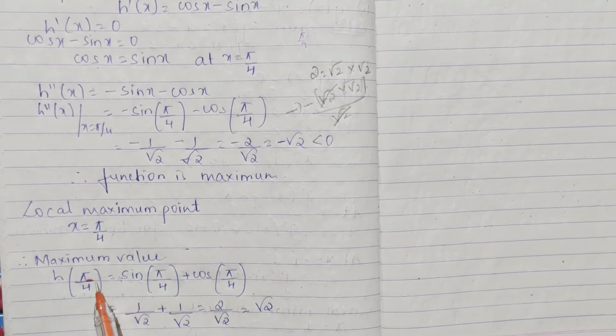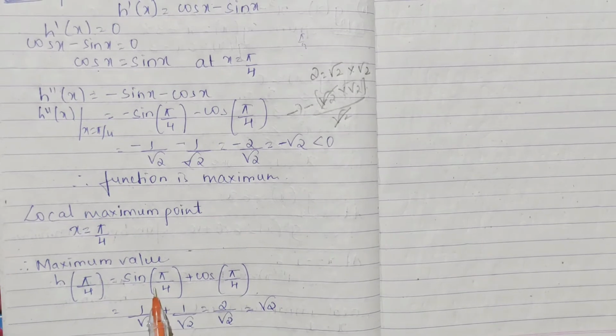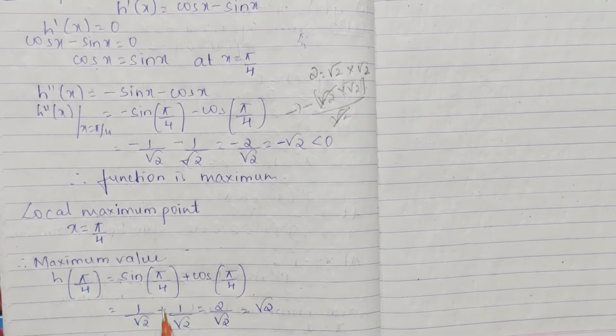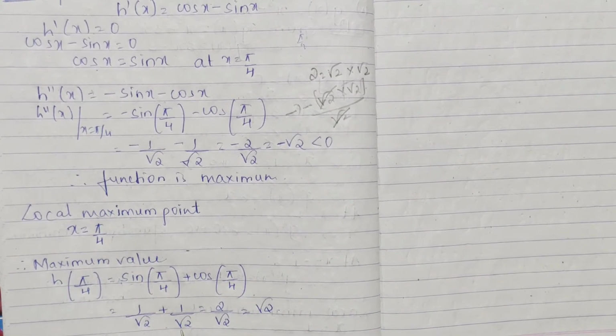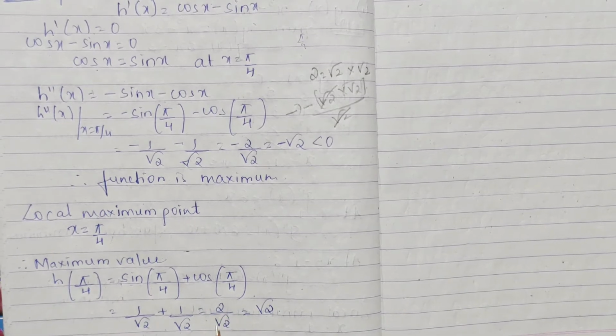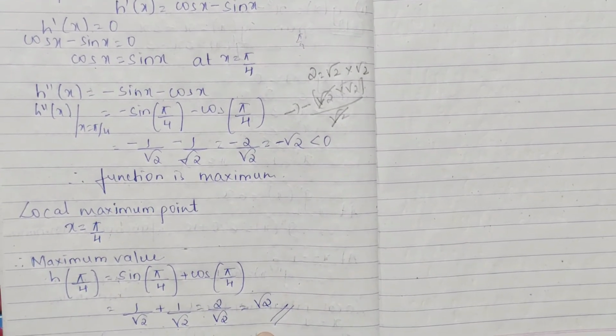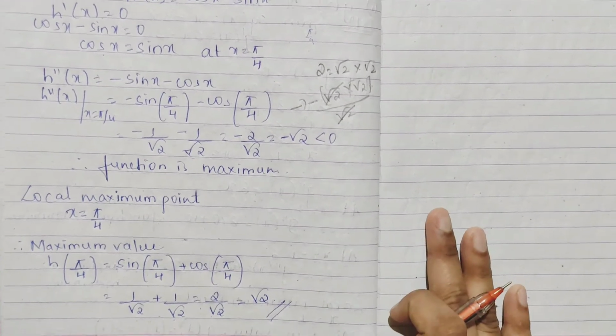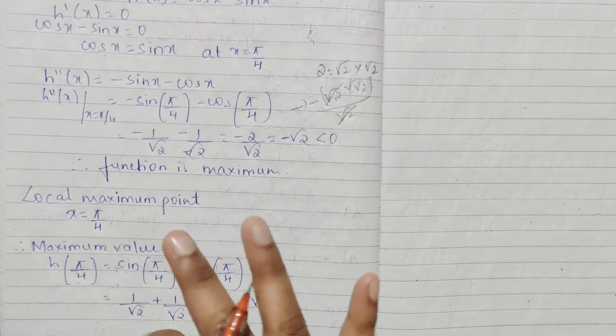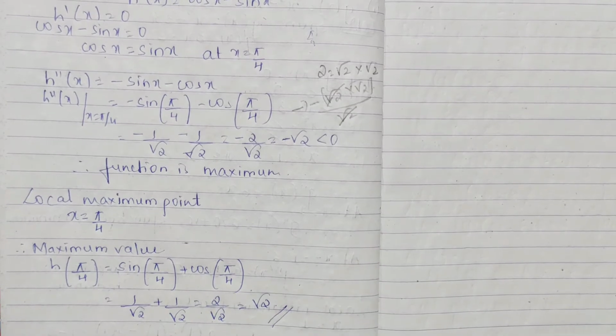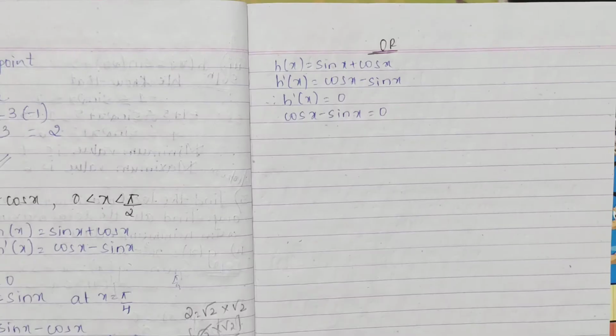In your h of x you have to put pi by 4. So you will get sin pi by 4 plus cos pi by 4. Sin pi by 4 is 1 by root 2 plus cos pi by 4 is 1 by root 2, which is equal to 2 by root 2, and your maximum value is root 2. Okay, like this you can do if you have understood this method. Or else, one more method I'll show you.